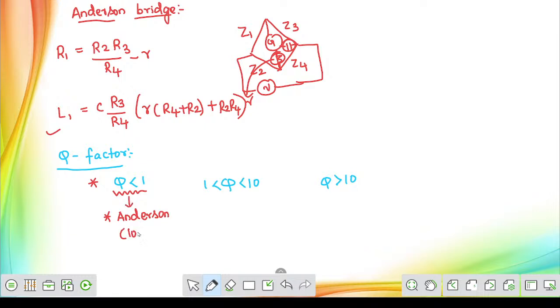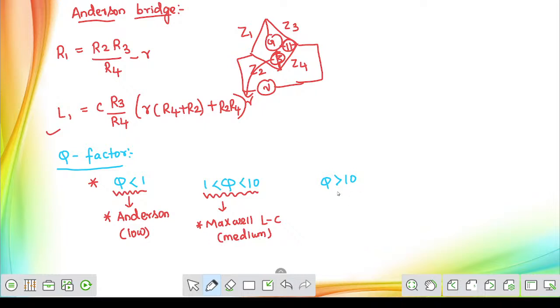That you must remember. One more question. Similarly, if the quality factor range lies between 1 to 10, this is a medium value. This value will be measured with the help of the Maxwell inductance capacitance bridge. The Maxwell inductance capacitance bridge is used to measure the medium value of the quality factor.